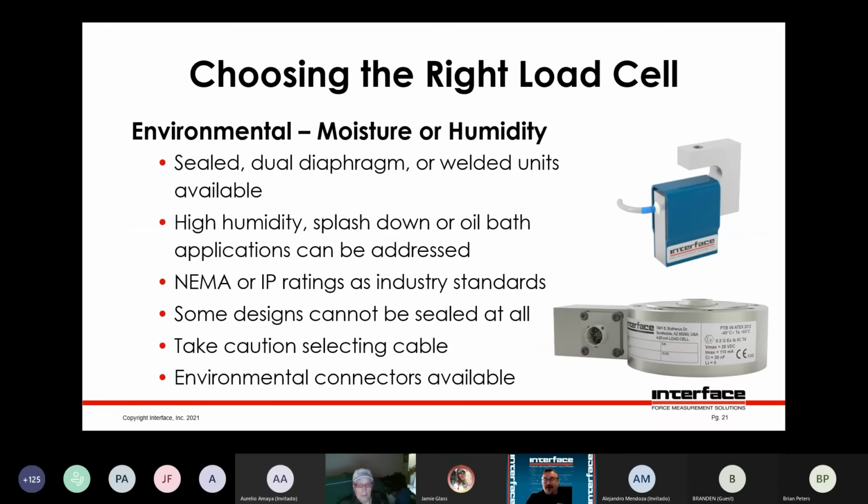So a wide variety. The unsealed ones tend to be smaller and less expensive, and sometimes more accuracy can be had out of an unsealed load cell because the sealing can create parallel load paths. So the unsealed load cells can be the best choice in many cases, but we need to understand if there's other mitigating factors that might drive it to need to be sealed. Again, moisture, humidity, corrosives, those kind of things.